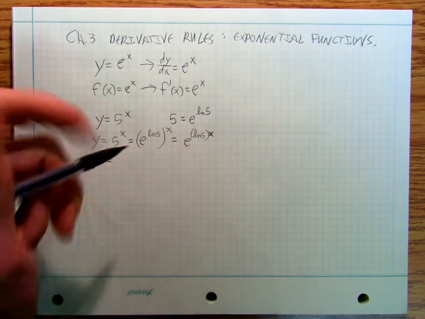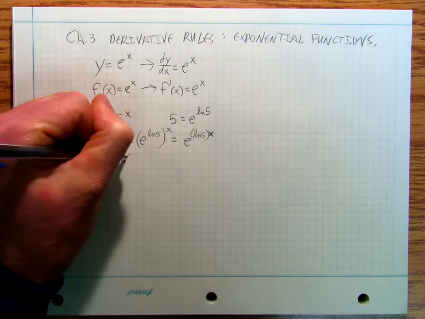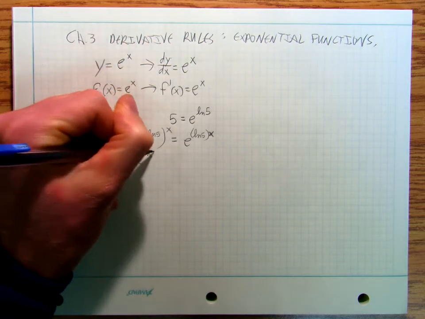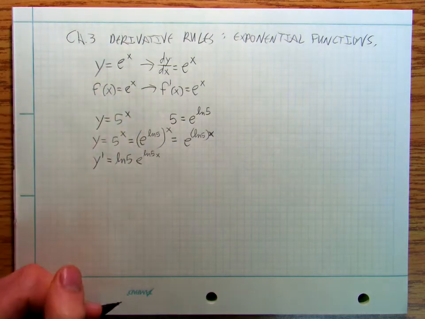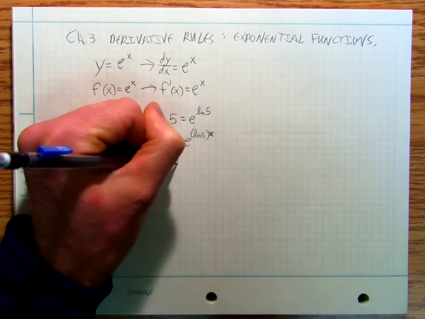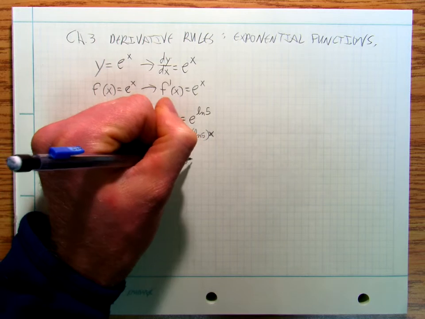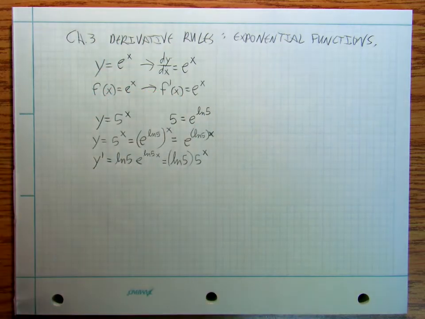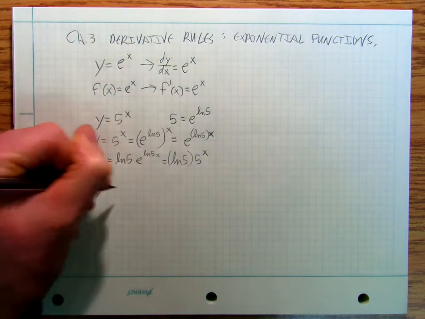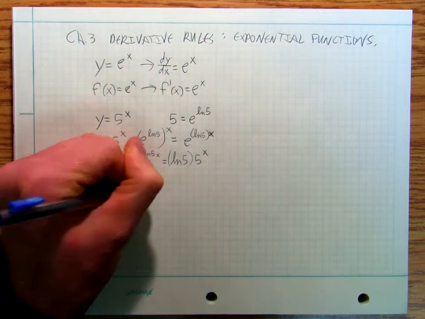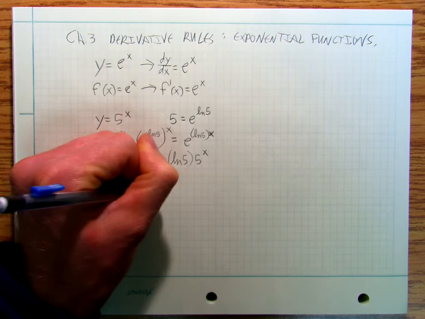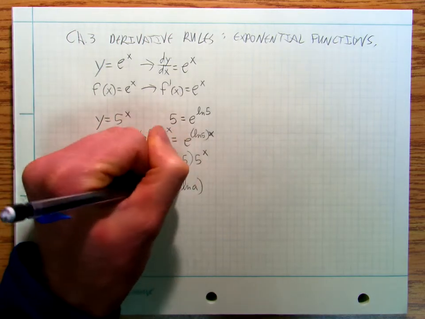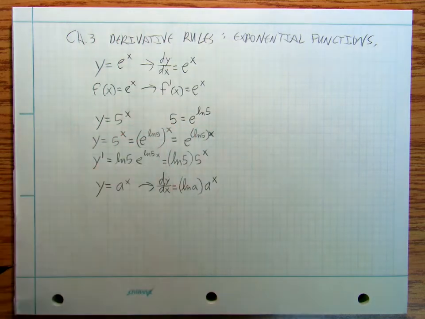This is going to be ln 5 times e to the ln 5x, or it's going to be ln 5 times 5 to the x. So y equals a to the x, the derivative of that is equal to ln a times a to the x.